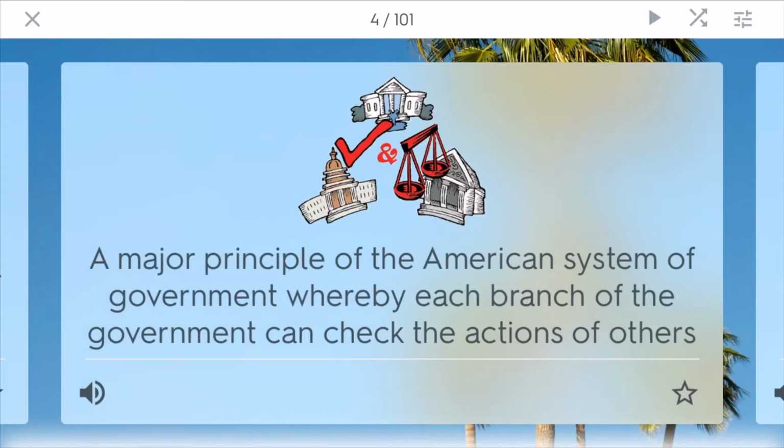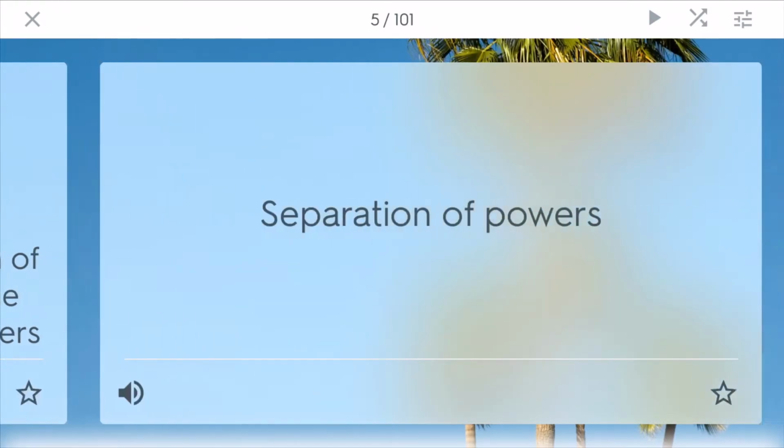Checks and balances. This is a major principle of the American system of government where each branch of the government can check the actions of others. So between the legislative, executive, and judicial branches, they constantly have rules such as veto or overriding vetoes or legislation to check the power of the other branch or two branches to make sure they're not too powerful.